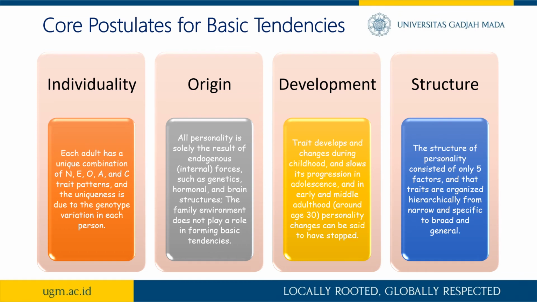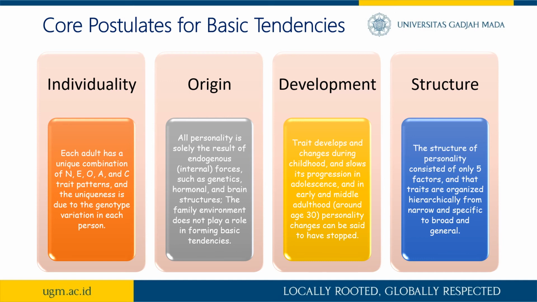So in the five factor theory, McCrae and Costa also proposed some basic or core postulates about each of the personality components, because the basic tendencies and characteristic adaptations are basically the most important components of the personality. So we were talking about the core postulates for basic tendencies and characteristic adaptations only.